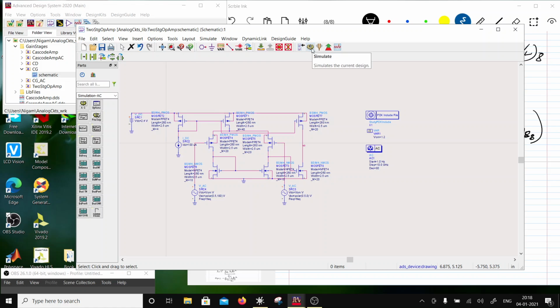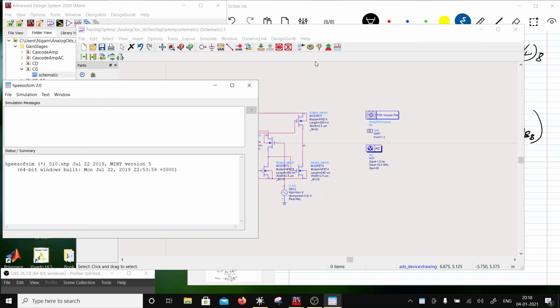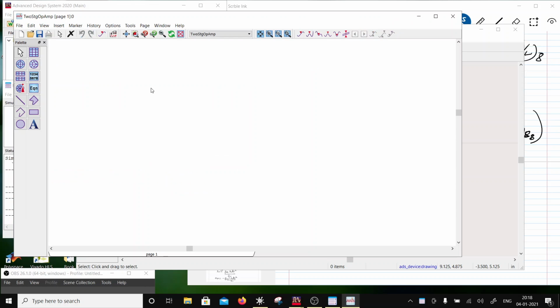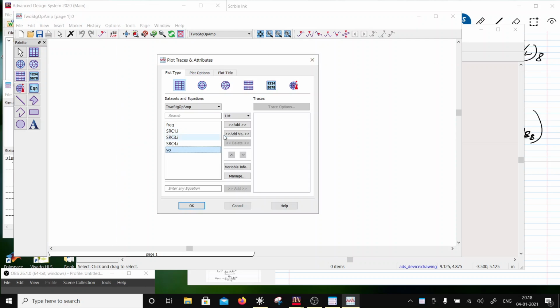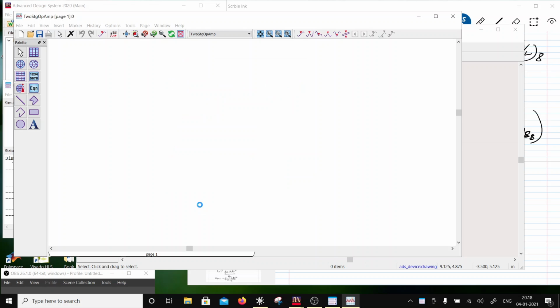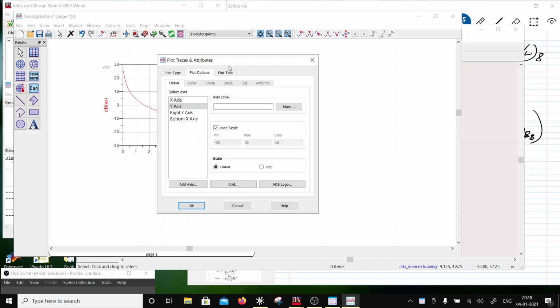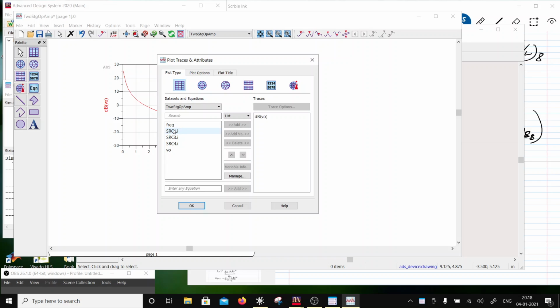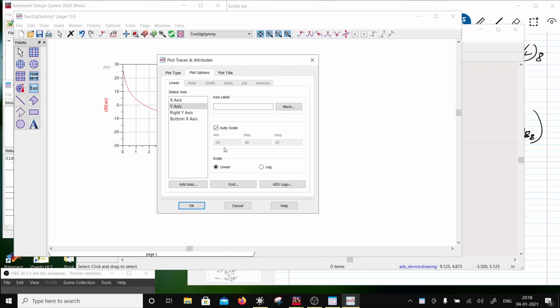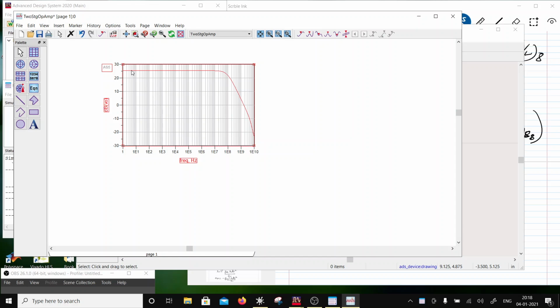Okay, so I am going to hit simulate. Okay, and I'm going to plot VO, that will be the gain, differential gain. Okay, and it's too poor. Just 1 second. X-axis is log, so I only have a 30 dB gain here, 25, which is wrong.